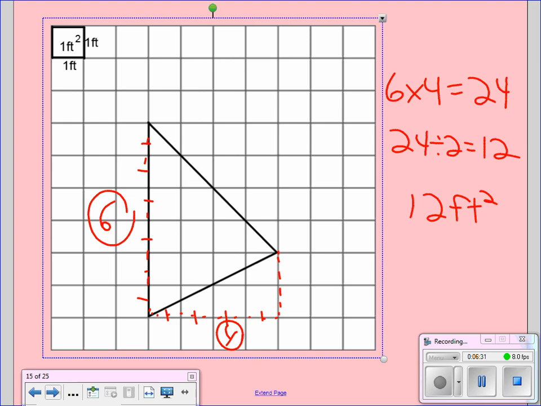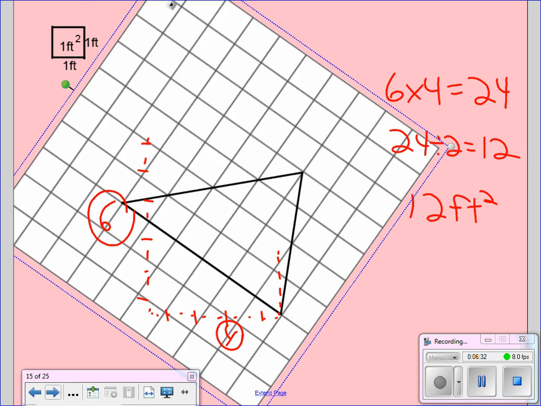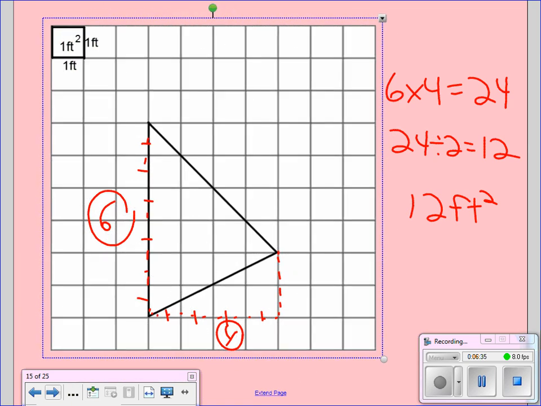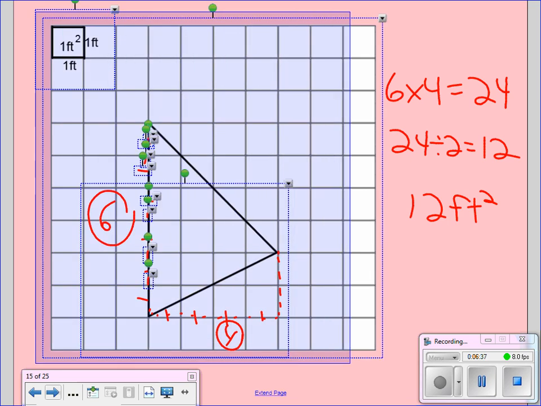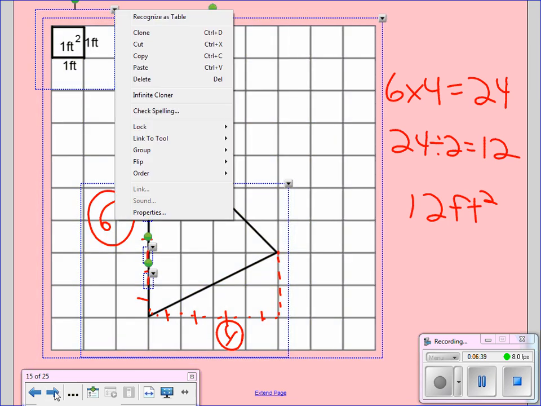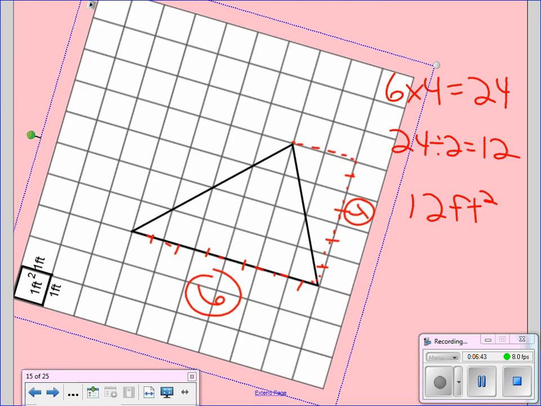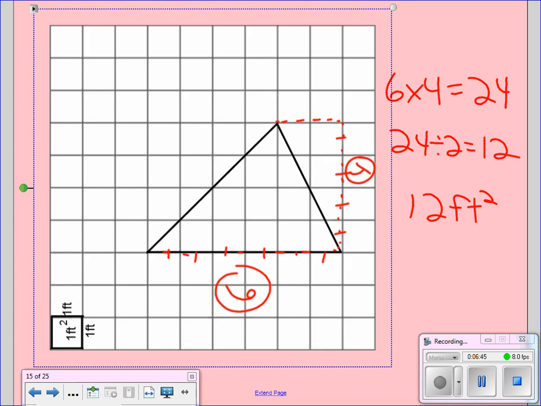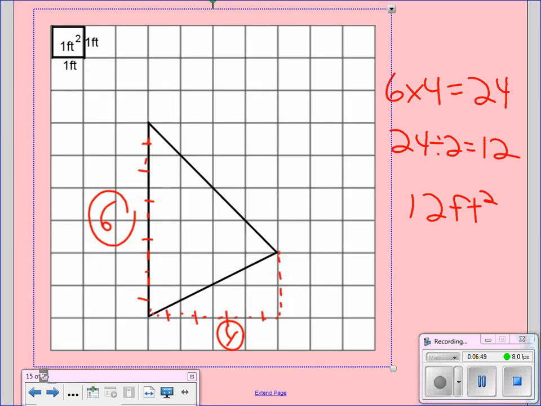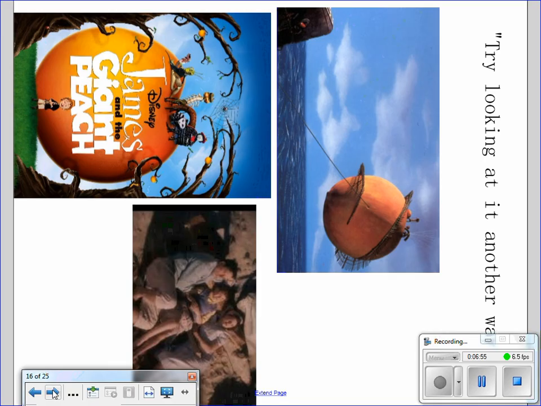If I were to flip this shape over, oops, that didn't come with it. Exactly what we just got done working on. So just when you're working on your assignment tomorrow, go ahead and flip your math journal if you want to help you out while you're working on these problems. Keep on going here. It's kind of like James and the Giant Peach. You have to look at it another way.